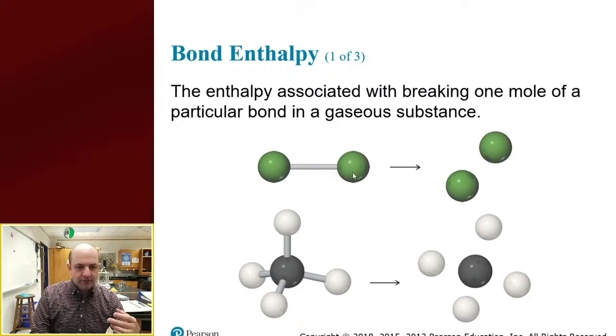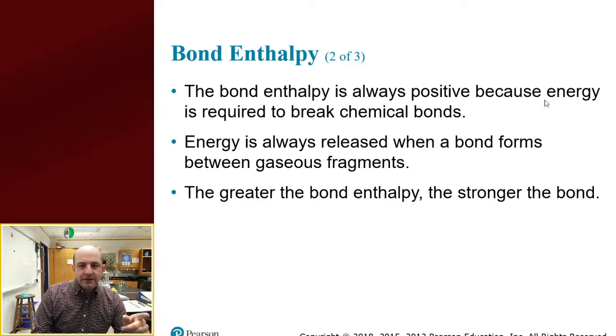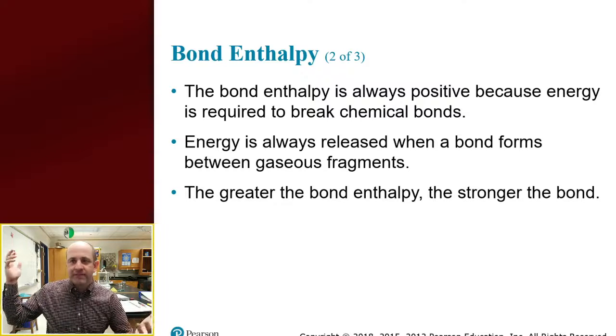And so here this looks like chlorine. If we break it, there's a certain amount of energy there. Here's methane, CH4. We're going to have to break 4 of those bonds. All right. So bond enthalpy is always positive because energy is required to break it. Energy is always released when a bond forms. And then here's one. The greater the bond enthalpy, the stronger the bond. This tells us if we have a very large bond enthalpy, that bond is probably not going to be very reactive. That bond's going to stay like it is. And so if we look at nitrogen, N2, it's all in the air, but it hardly does anything.